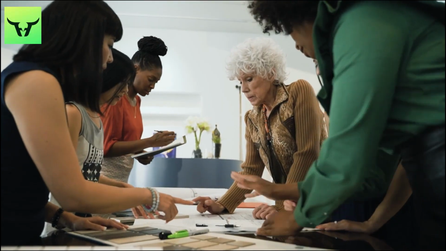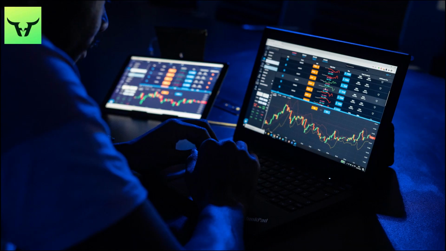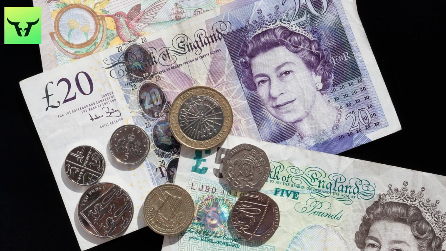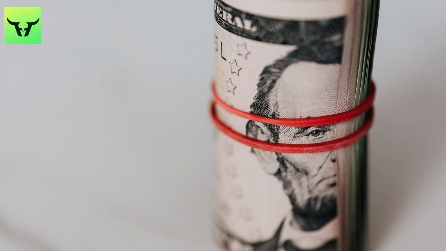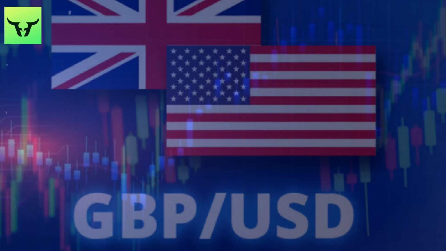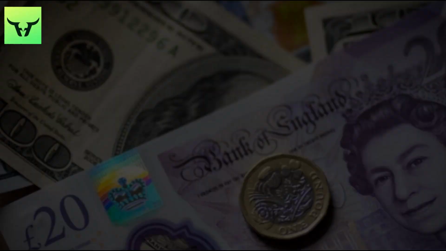GBP/USD. Let's shift our attention to the British pound, an important character in our Forex journey. Buy order, feeling positive about the pound. If you believe the British economy is doing better than the US and will continue to grow, click the buy button for GBP/USD. It's like stating, I'm getting some pounds because I believe they will go up against the US dollar.